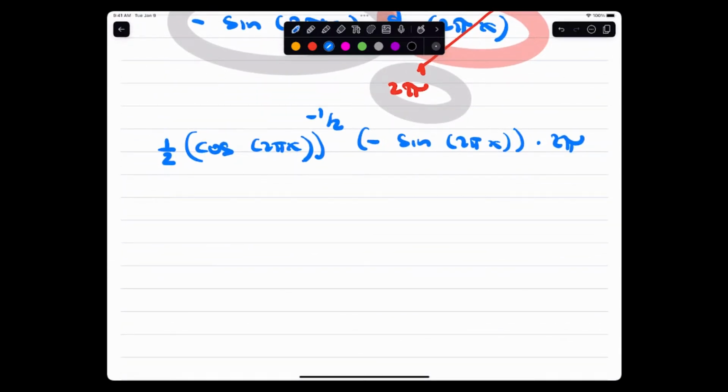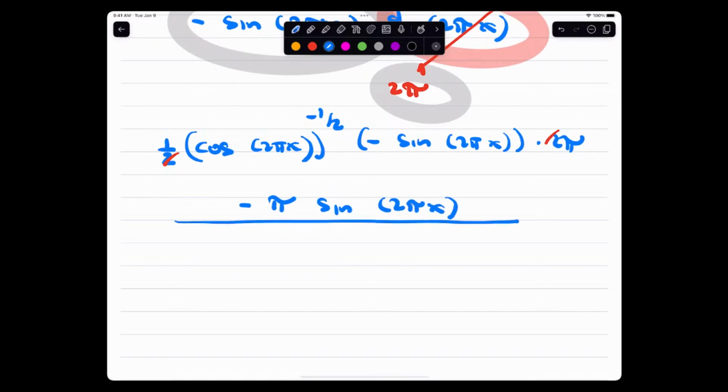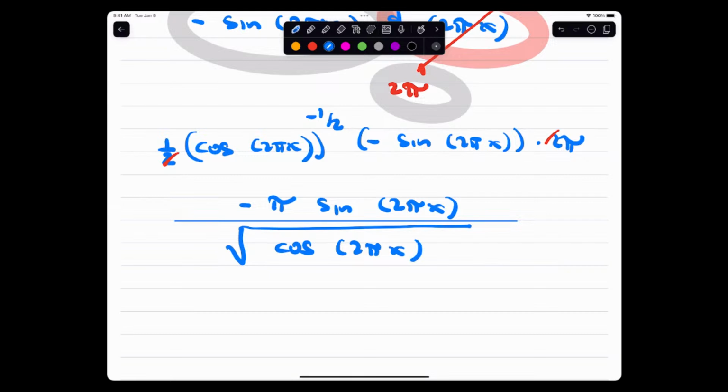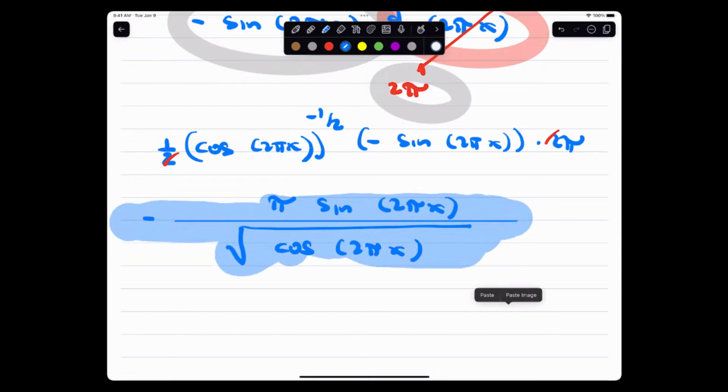So I would say to you, don't the 2's cancel? So we're going to have negative pi sine 2 pi x as a numerator over the square root of cosine 2 pi x. And that negative sign you can see in the back of the book right here in front. And there you go, ladies and gentlemen.